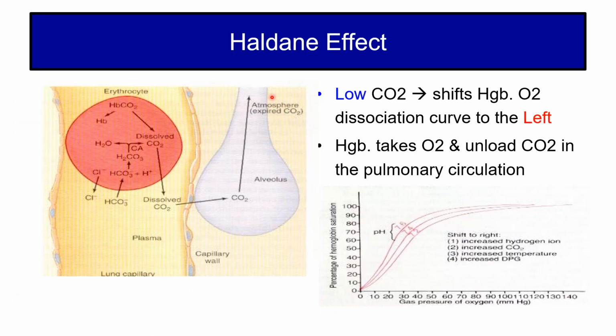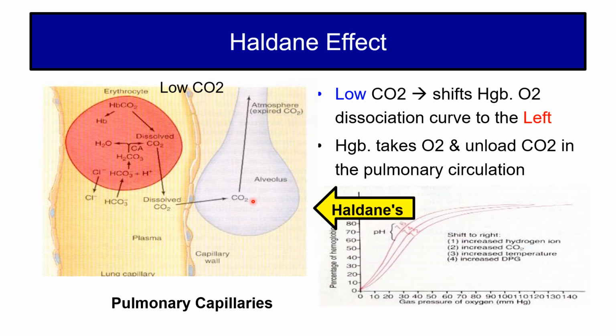Now, let us discuss Haldane's effect. Haldane's effect occurs in the pulmonary capillaries. And as you know, in the pulmonary capillaries, the alveoli, there's a low CO2 tension. The low CO2 tension is going to shift the hemoglobin O2 dissociation curve to the left, which means that hemoglobin loves oxygen. And therefore, oxygen will go and bind to the hemoglobin and displace carbon dioxide, so it is going to be eliminated out into the alveolus, into the atmosphere.